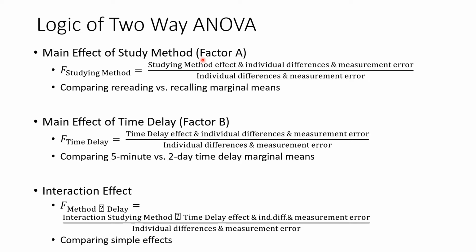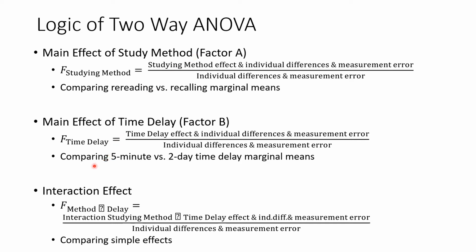As in the previous chapter, the null hypothesis will be that this F will be close to 1, because in theory, if the null is true, the amount of variability created by the studying method would be 0 if they're equally effective, and so you would get an F of 1.